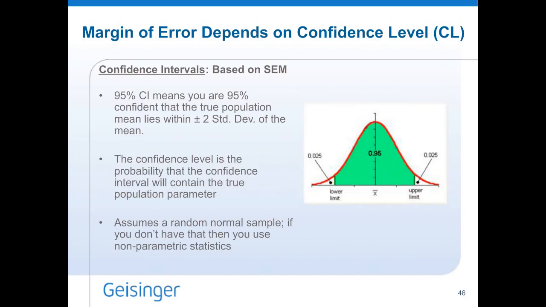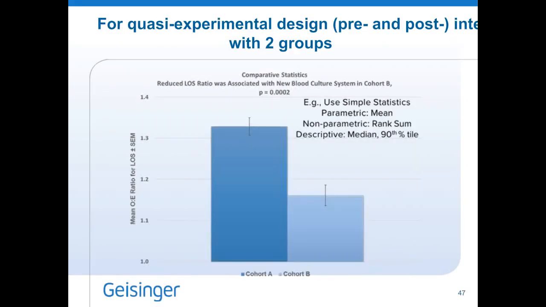Excel and statistical programs give you this very easily. It's very easy to compare. If they overlap, they're not statistically different. If they don't overlap, they are statistically different. This is an example of the mean change. In cohort B, we have the implementation of the BACTEC. This was a reduced length of stay that we saw. The standard errors of the means are pictured as our error bar, and this is just a simple graph of a quasi-experimental design of pre- and post-intervention with cohort B, the implementation of the BACTEC.